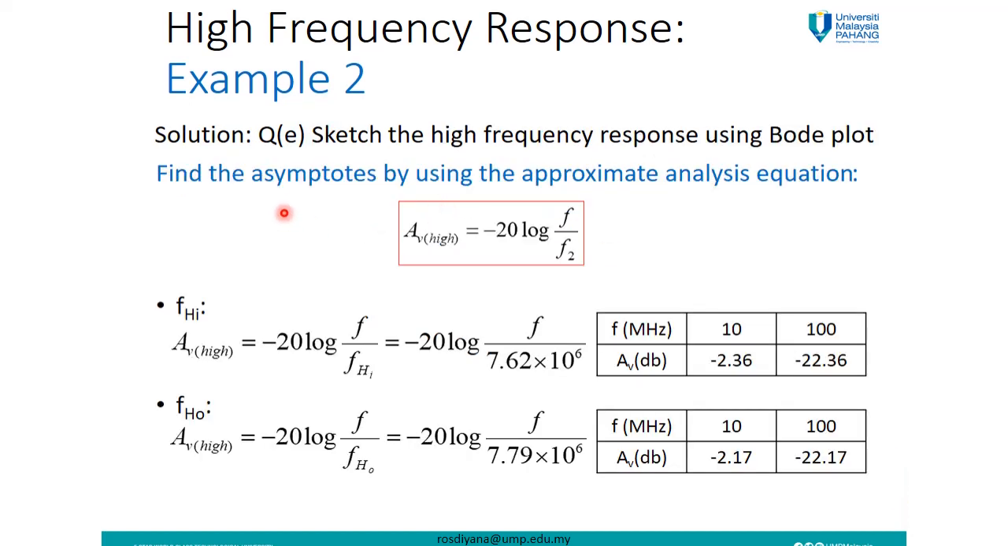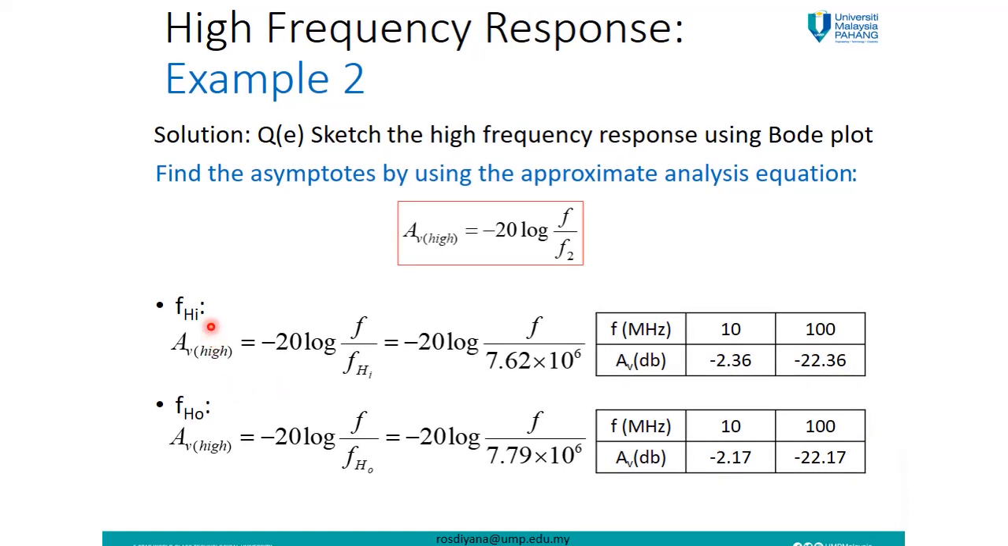Next, we go to question E. Sketch the high frequency response using a Bode plot. For this one, we need to find the asymptote by using the approximate analysis equation. So this is the equation. Remember that the difference between the low frequency and high frequency is the frequency ratio. For the high frequency, it is f divided by f2.